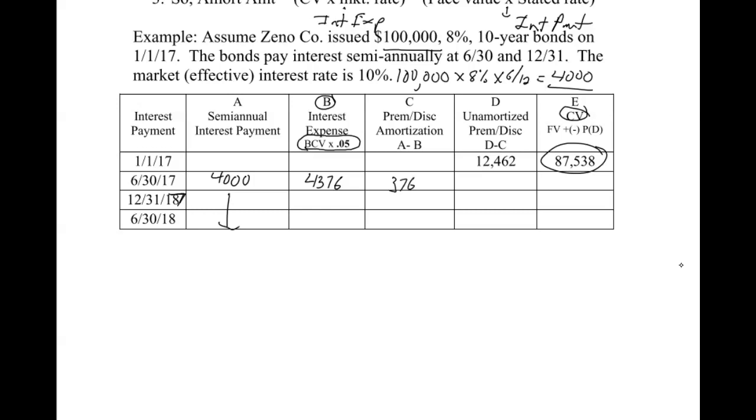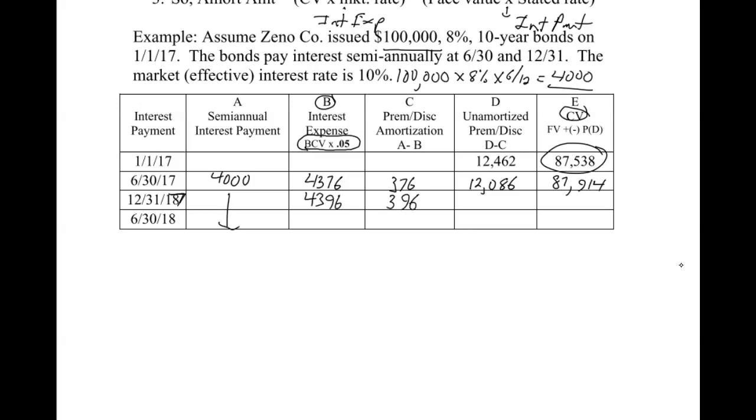Columns D and E are just subtotals. D is essentially my T account for the discount or the premium, keeping up with what is unamortized. Your book does not do that, but I like to have it there. And then remember, my definition here is face value, 100,000, less the unamortized discount. So 100,000 less the 12,086 gives me 87,914. All right, let's do the next one. Now we're going to take the 87,914 times 5%. That gives us 4,396, which makes this 396.